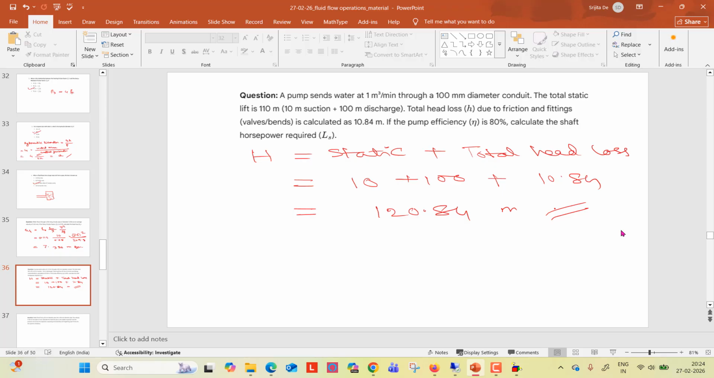Next is flow rate. Flow rate is given as 1 meter cube per minute. So we need it in seconds. So 1 by 60, it will be 0.0167 meter cube per second. Okay. Now we have to calculate the power, right?